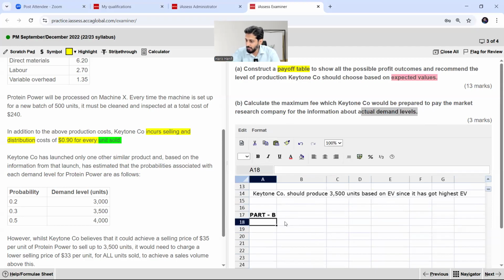Now what is this value of perfect information? I should be writing that it is the fee for the market research.